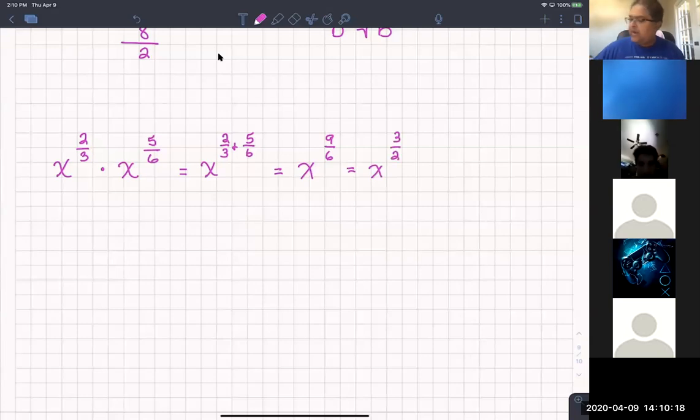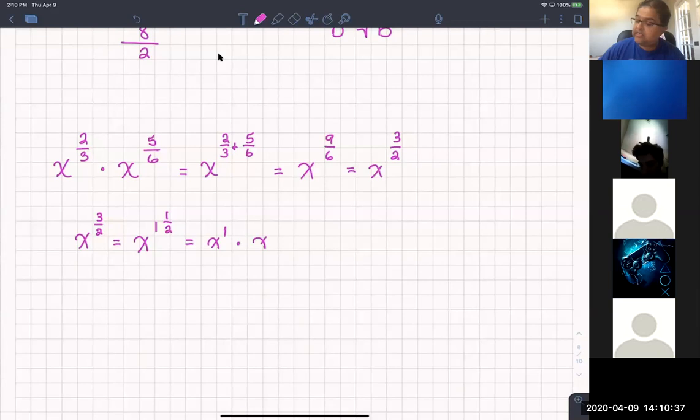Now 3 halves is an improper fraction. How is that as a mixed number? 1 and 1/2, good. So that's x to the 1 times x to the 1/2. That's x root x. Any questions?